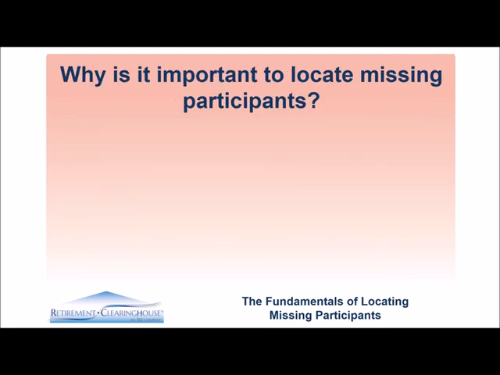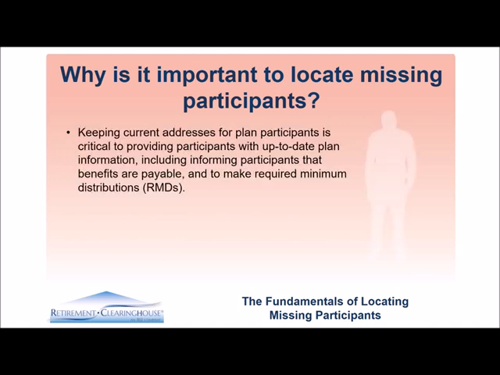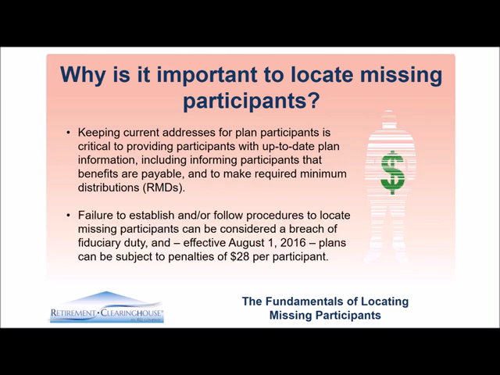Why is it important to locate missing participants? Keeping current addresses for plan participants is critical to providing participants with up-to-date plan information, including informing participants that benefits are payable, and to make required minimum distributions. Failure to establish and/or follow procedures to locate missing participants can be considered a breach of fiduciary duty, and effective August 1, 2016, plans can be subject to penalties of $28 per participant.